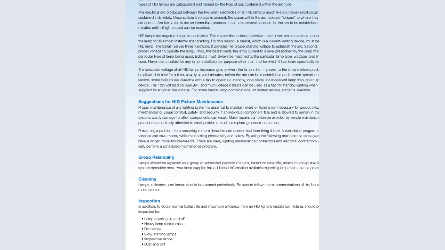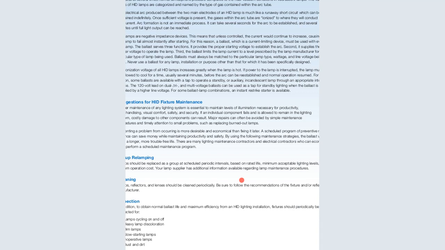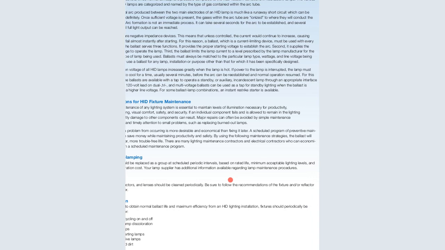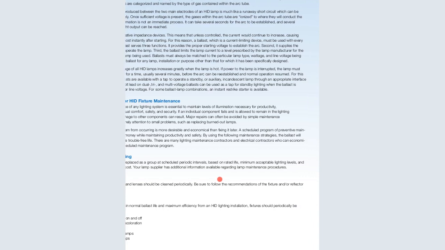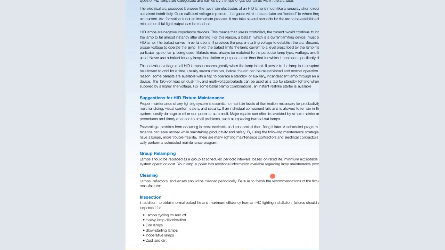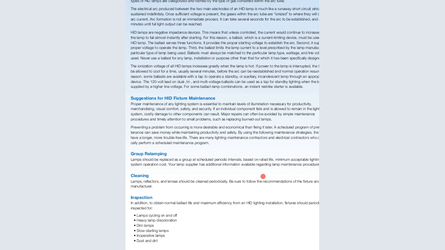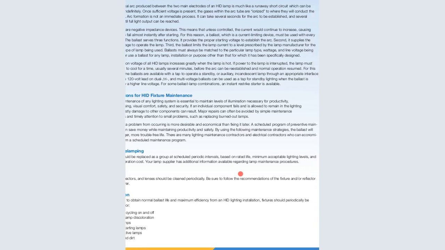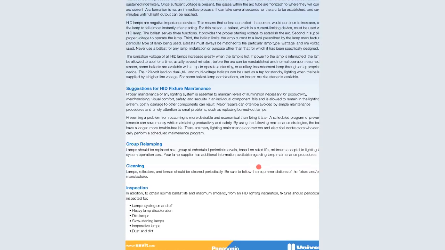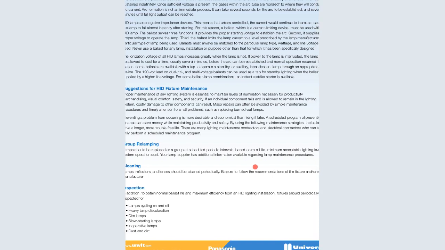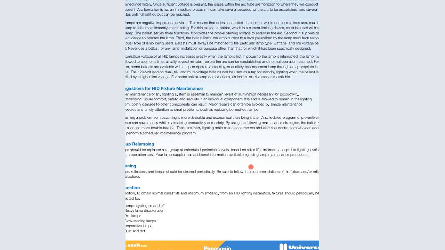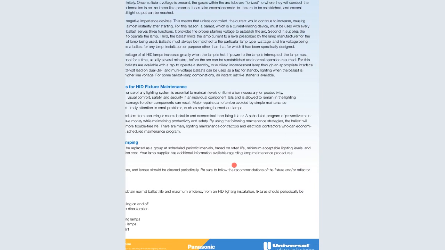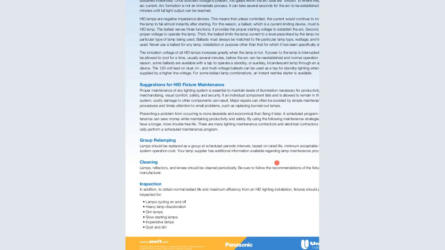Okay, let's proceed. The ionization voltage of all the HID lamps increases greatly when the lamp is hot. So if power to the lamp is interrupted, the lamp must be allowed to cool for some time, usually several minutes, before the arc can be reestablished and normal operation resumed. For this reason, some ballasts are available with a tap to operate a standby or auxiliary incandescent lamp through an appropriate interface. Those are some of the corrective measures.